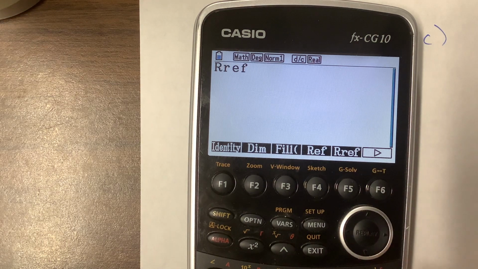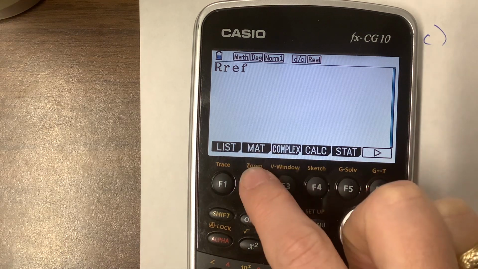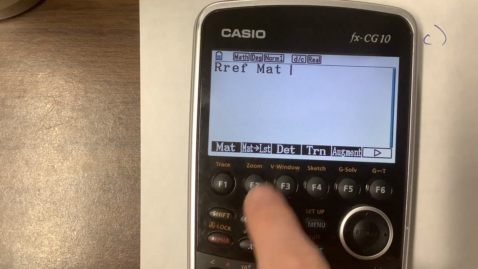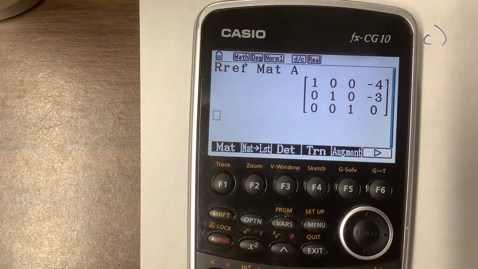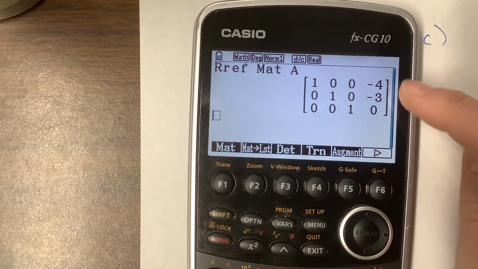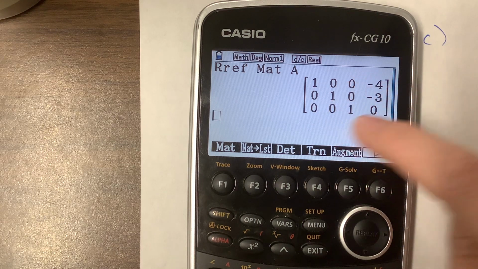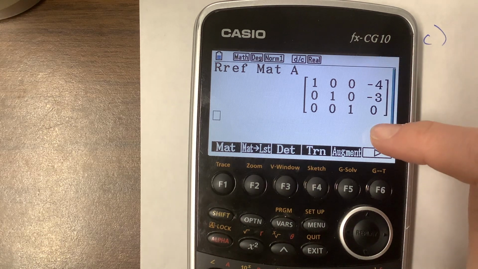So reduced row echelon form, what do I want to do reduced row echelon form on? Well, I want to do that on matrix, and now I can hit alpha A, okay, so there we go. And notice this one, we said a minute ago that those three intersected in a point, and sure enough, x is equal to -4, y is equal to -3, and z is equal to 0. So this is intersecting at the point -4, -3, 0.